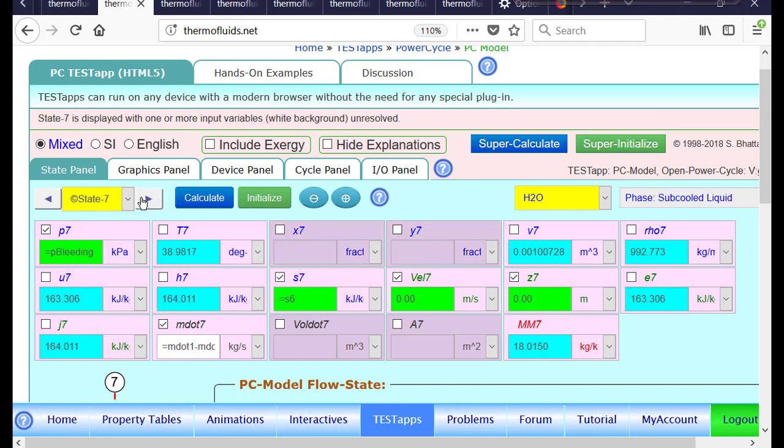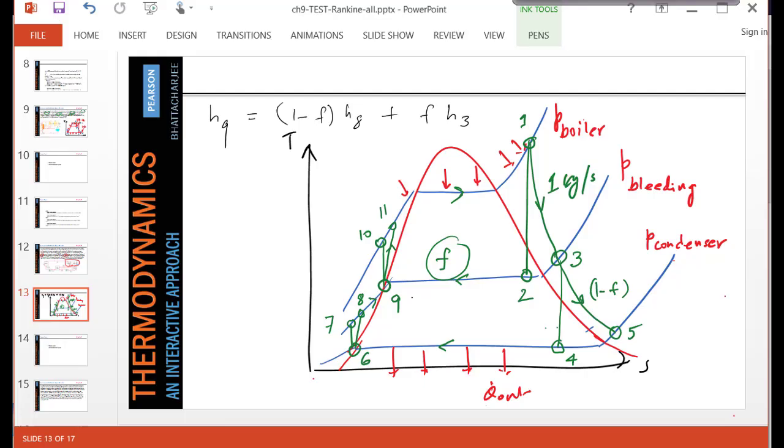State 7 is the isentropic pump exit state. So pressure has been increased to P bleeding by the first pump. That's why we need 2 pumps here. One pump is to raise the pressure to the bleeding pressure. Otherwise, we cannot mix the 2 fluids. State 9, state 8 and 7 must have the same pressure as state 3 and 2. The feedwater heater is nothing but a mixing chamber, and the pressures must be equal.